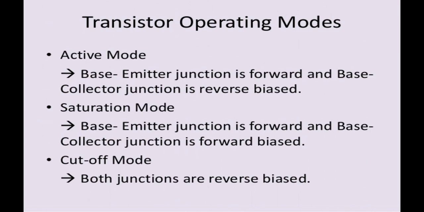In the saturation region, the base emitter junction is forward biased and the collector junction is also forward biased, which is the saturation region, and the cutoff region means both junctions are reverse biased.